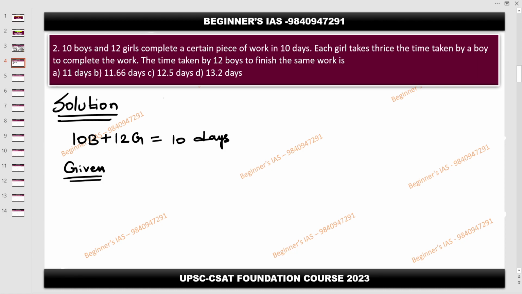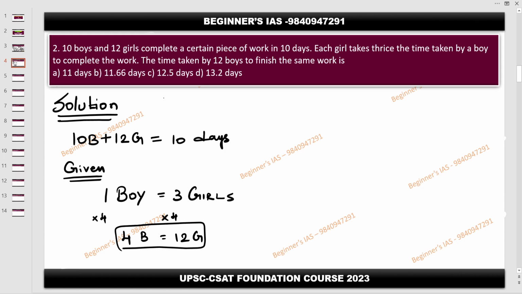Each girl takes twice the time taken by a boy. So suppose if a boy takes 1 day, then a girl takes 3 days. Understood? That is the logic here, isn't it? Therefore, 1 boy's work is equal to 3 girls' work. If so, we need to calculate for the 12 girls. Why 12? We are going to substitute here. So calculate with respect to 12 girls. Shall we multiply by 4 here to get 12? So multiply by 4 on the left hand side. Therefore, 12 girls is equal to 4 boys.